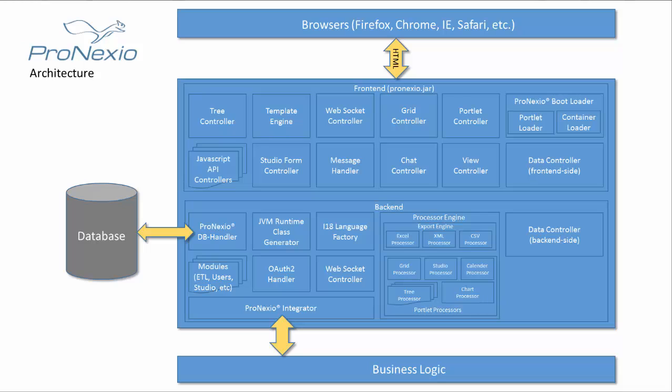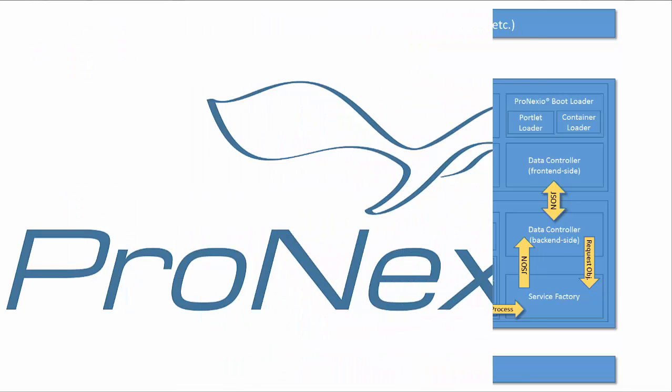Outside the engine is the data controller on the back-end side, the counterpart of the data controller on the front end, which we know already. The communication between these two controllers is established via JSON. The second factory we have under the hood of the ProNexio backend is our service factory, which is responsible for the processes between factory and engines. The communication between factory and data controller is provided via request objects and JSON.